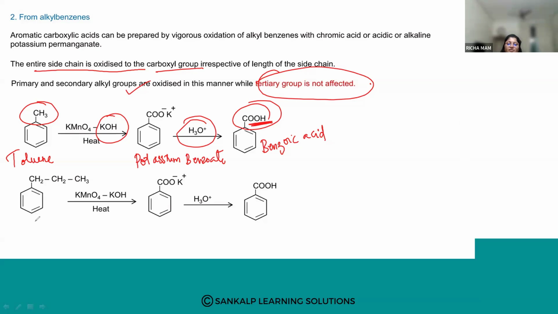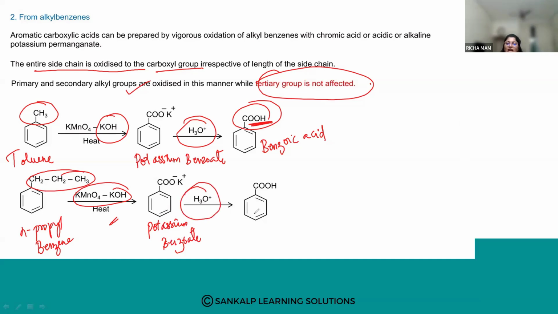Again, similarly, one more example. This is the propyl group, so it is n-propylbenzene. We are treating it with KMnO4 in the presence of potassium hydroxide, heated. I'm going to get potassium benzoate, followed by acid hydrolysis. I'm going to get benzoic acid. Understood?